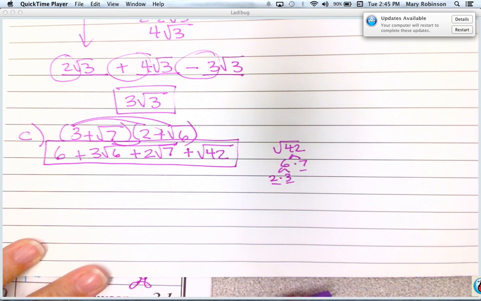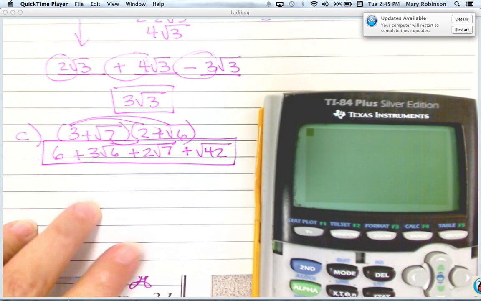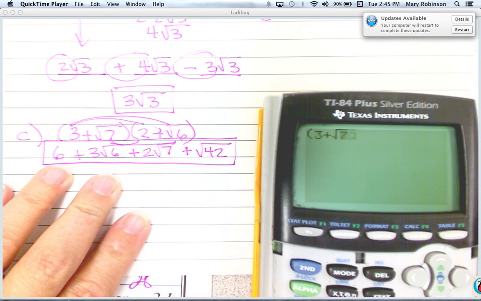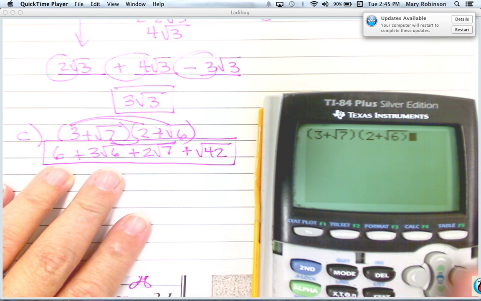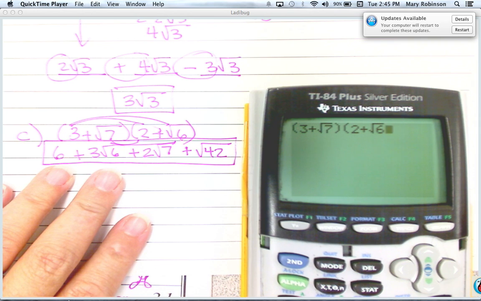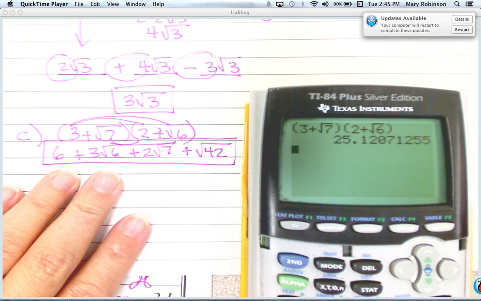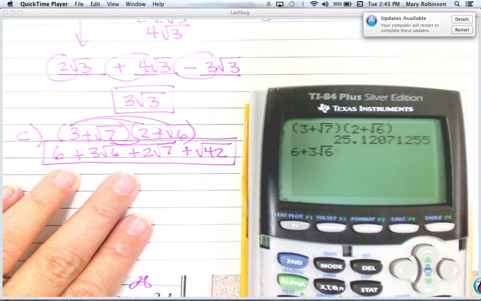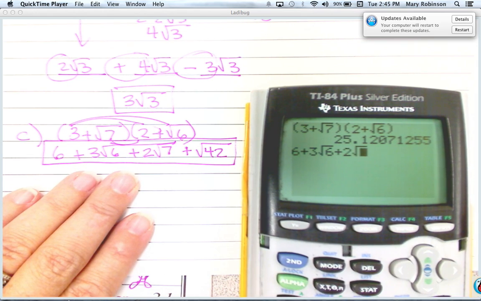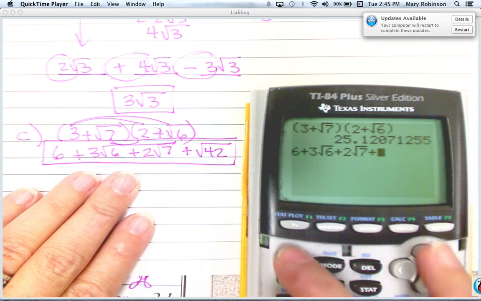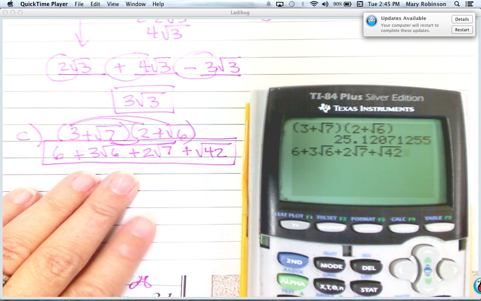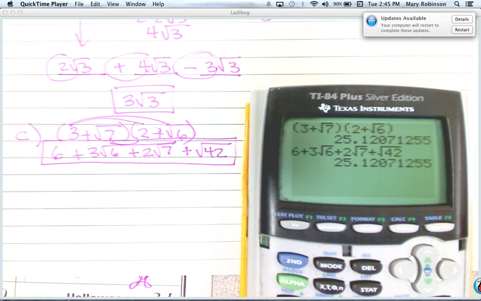Again, I'm going to check in the calculator to make sure we're thorough. 3 plus the square root of 7 times 2 plus the square root of 6. Oops. You need to hit the right arrow to get out from under the radical. And then our answer, 6 plus 3 square roots of 6 plus 2 square roots of 7 plus the square root of 42. And it matches.